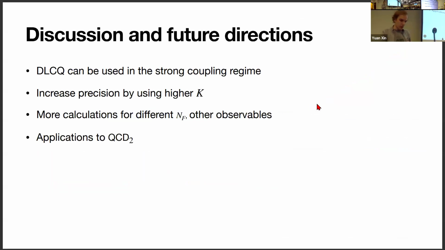I'll just say some things about possible future directions. So the main point of all of this is that DLCQ can actually be used in the strong coupling regime, just like many other methods. And potentially we can increase precision of our calculations even more by using higher K. We can do more calculations for different numbers of flavors and try to compute other observables like some correlators. And we can also try to study QCD instead of QED, like, for example, it was in Benstock.